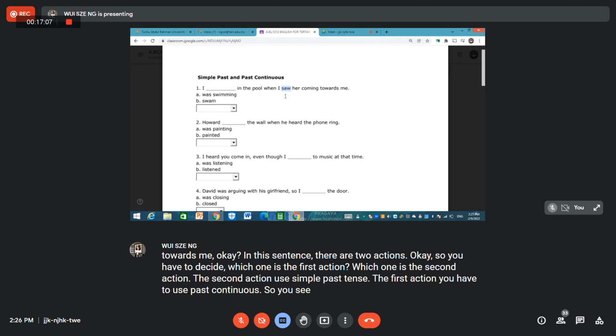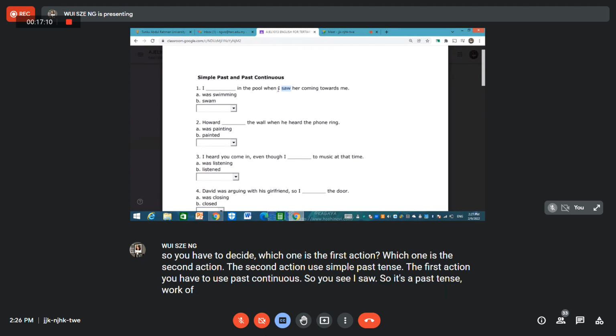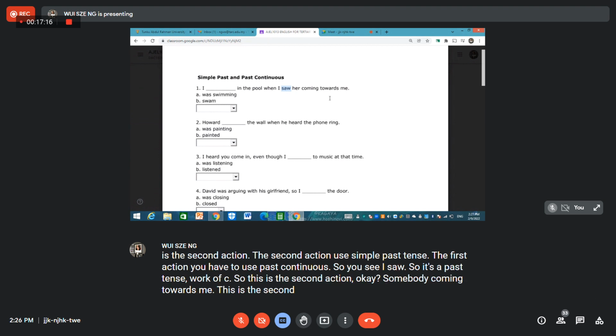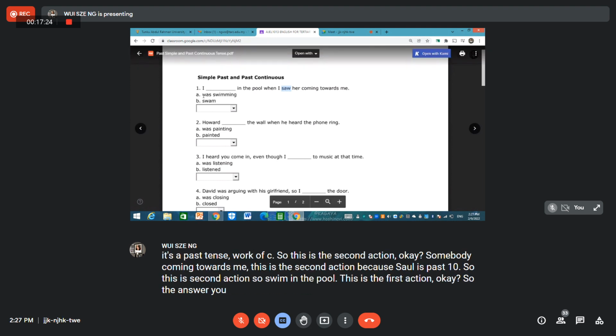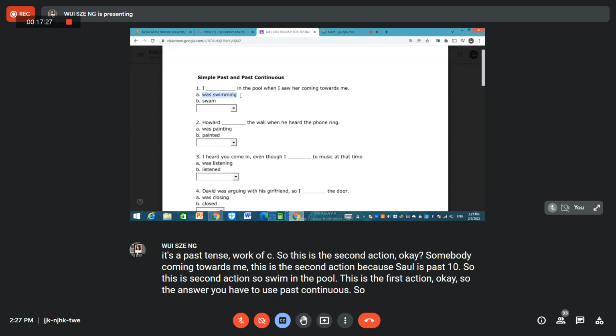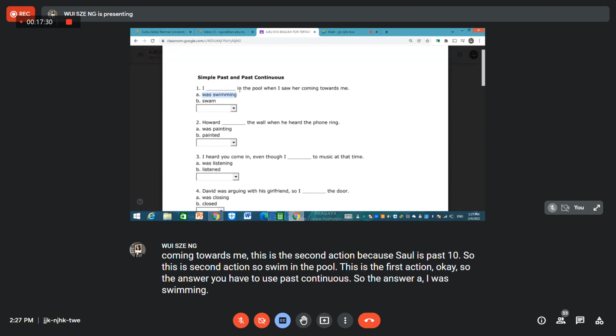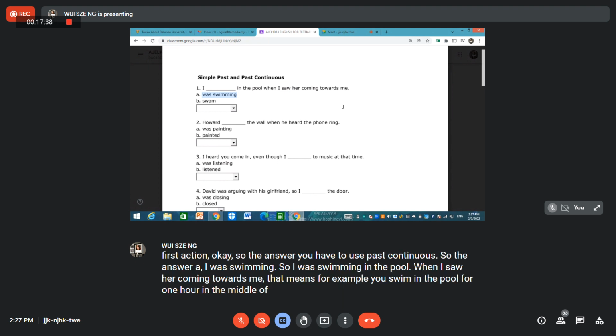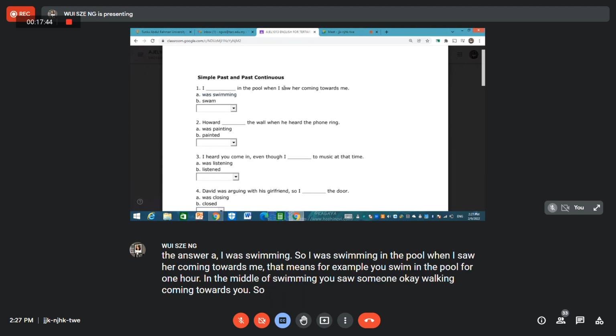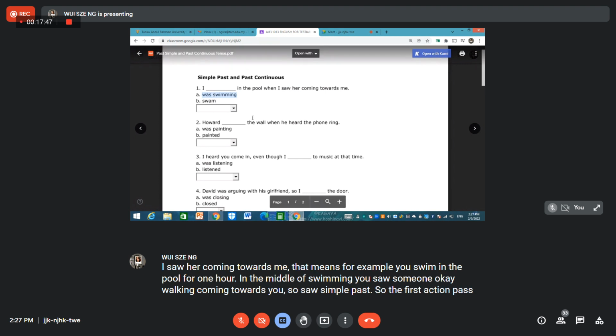So you see, saw is the past tense verb of see, so this is the second action. Somebody coming towards me is the second action, because saw is past tense. So swimming in the pool is the first action, so you have to use past continuous. The answer is A, I was swimming. So I was swimming in the pool when I saw her coming towards me. That means, for example, you swim in the pool for 1 hour. In the middle of swimming, you saw someone coming towards you. So saw is simple past, and the first action is past continuous, was swimming.